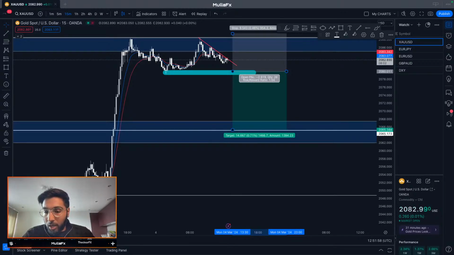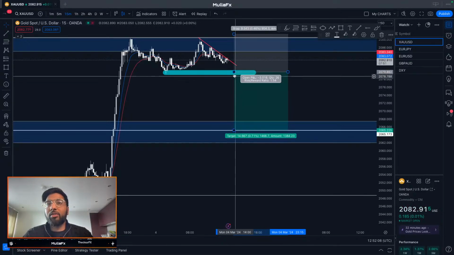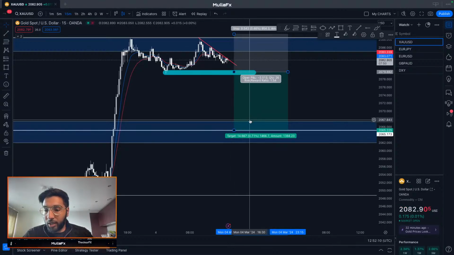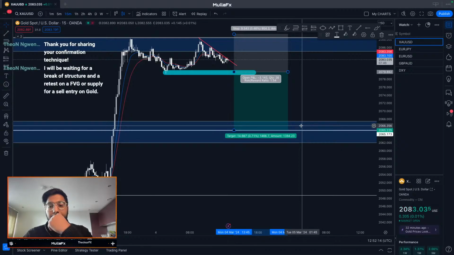Literally, I'll be waiting for a breaker structure and a retest. Yeah, definitely a breaker. That's why I'm saying this is a move that I would like. I definitely want to see it do that. Literally just gonna wait, guys.